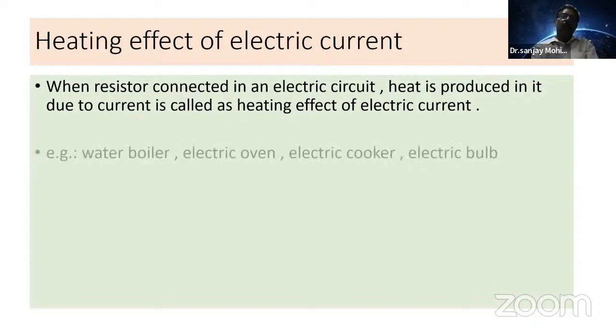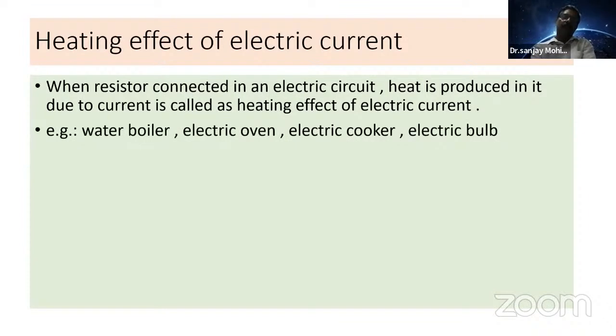So how do you get more and more heat? For example, the water boiler, electric oven, electric cooker, and electric bulb, all these devices work on the principle of the heating effect of electric current. Many times the question is asked to give an example or application of the heating effect of electric current, and the answer will be the water boiler, electric oven, electric cooker, and electric bulb.